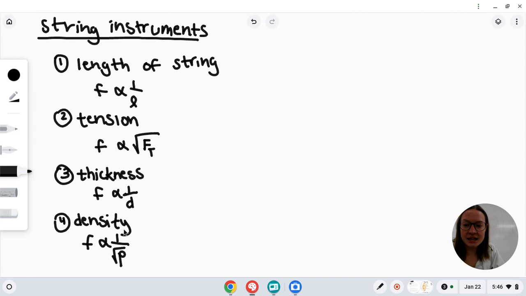Wind instruments really only have 1, sometimes 2 factors that determine the frequency of the sound that you'll hear from a wind instrument. Oh, whoops, that's not what I want. I want this thing. It's going very slowly, but I do believe that you can make it if you try. Yes, okay. Okay, here we go.